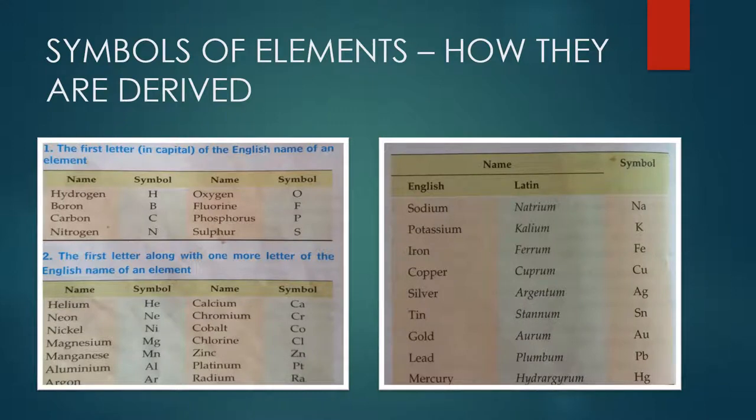In some cases, the symbols are chosen from one or two letters of the Latin name of an element. For example, sodium, the Latin name of sodium is natrium. So the first two letters are chosen and hence the symbol is Na. Potassium, the Latin name is kalium and the first letter is chosen as K. So the symbol of potassium is K. Iron, the Latin name is ferrum and the symbol is Fe, and others.